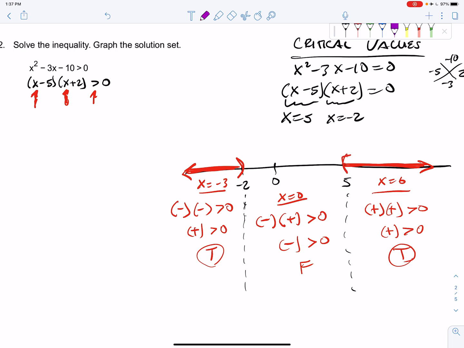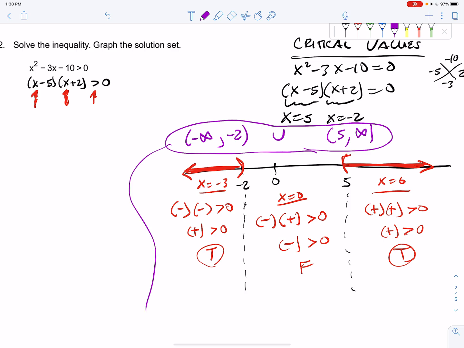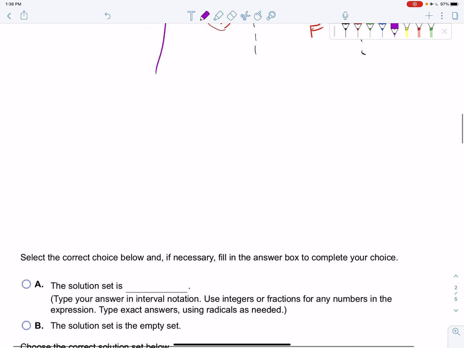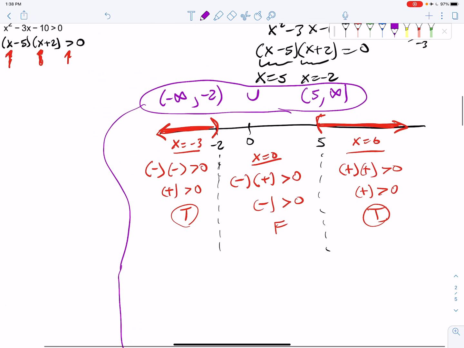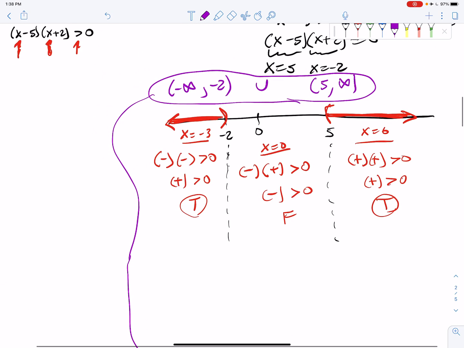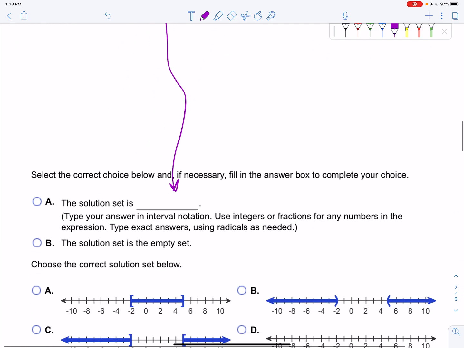And our solution, written in interval notation, would just go from negative infinity up to negative 2, union, open at 5, up to positive infinity. Negative infinity to negative 2, union 5, comma, infinity. So this is my solution written in interval notation, which just goes right down here. And looking at my graph, which graph would match with that? Well, that would be graph letter B.